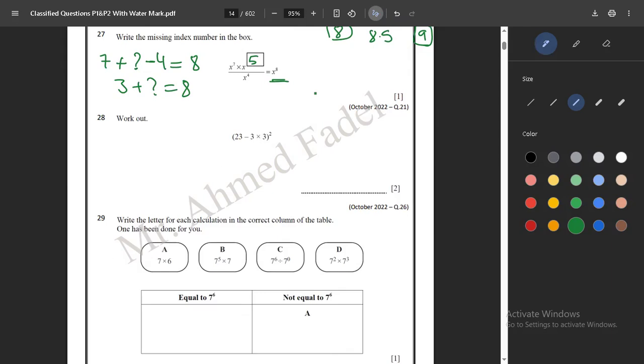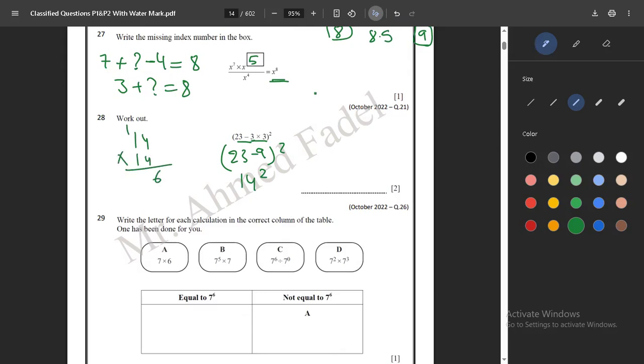Next, work out this. 23 minus 3 times 3, all to the power of 2. We agreed on the order of operations. You must start with the brackets, but inside the brackets I have multiplication and I have subtraction. So you need to start with the multiplication. 3 times 3 is 9. And then I do 23 minus 9, and all is squared. So 23 minus 9 is going to be 14 squared. Then you do 14 times 14.